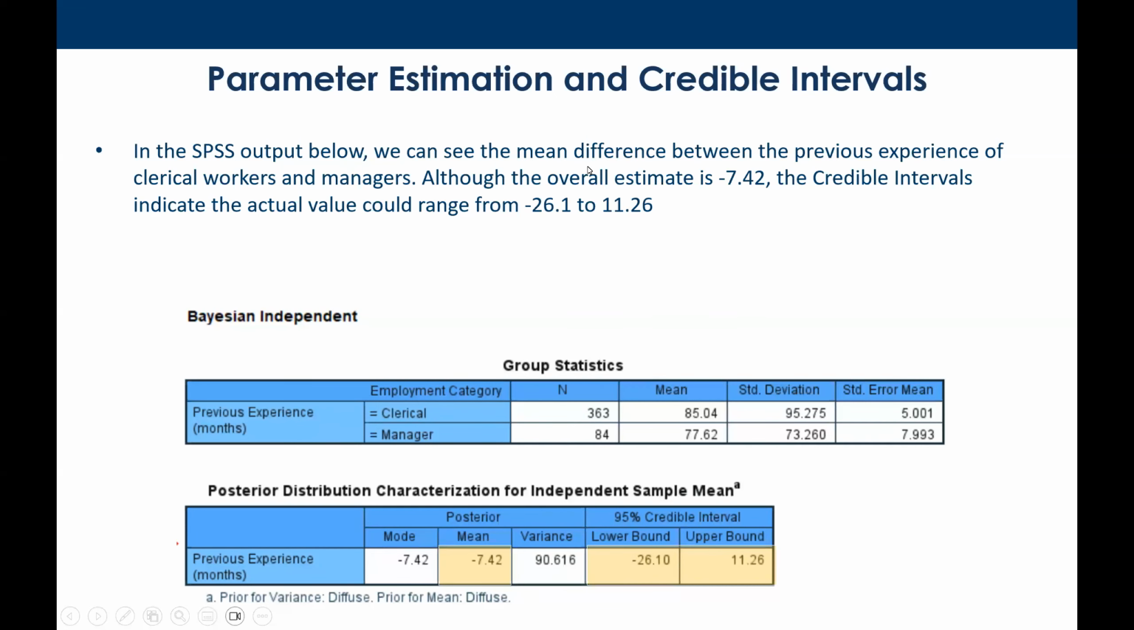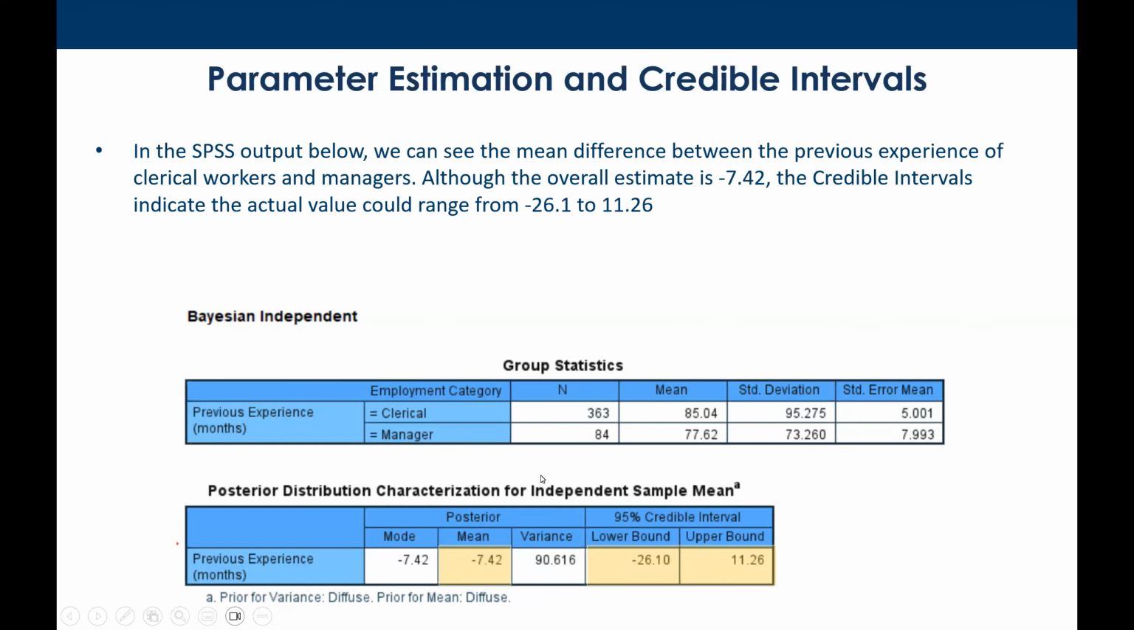So in the SPSS output below, we can see using Bayesian credible intervals, here we are comparing two groups. We're saying, I want to compare the mean previous experience in months for clerical workers and managers. I've got 84 managers. I've got 364 clerical workers. Here's the mean months of experience for clerical workers: 85 months. Managers, 77 months. It's a decent enough difference. It's not tiny. It's a bit less than seven months, but it's there.